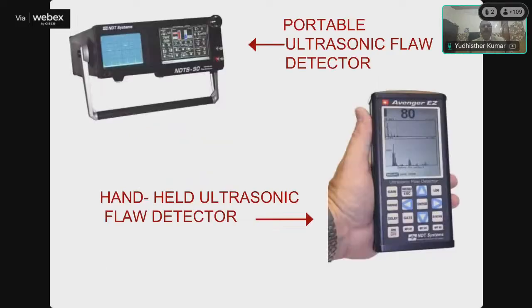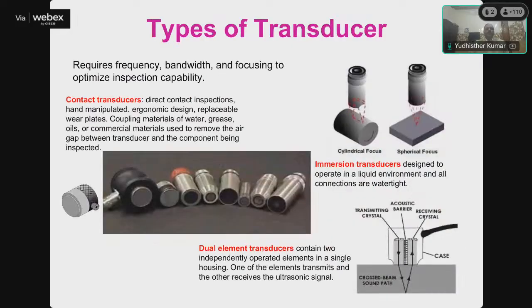These are photographs of a portable, handheld ultrasonic flaw detector, usually available. These are types of transducers. These require frequency, bandwidth, and focusing to optimize inspection capability. There are 3 types of transducers: contact type, immersion type, and dual element transducers. The contact type transducer is handheld, manipulated, with ergonomic design and replaceable wear plates.